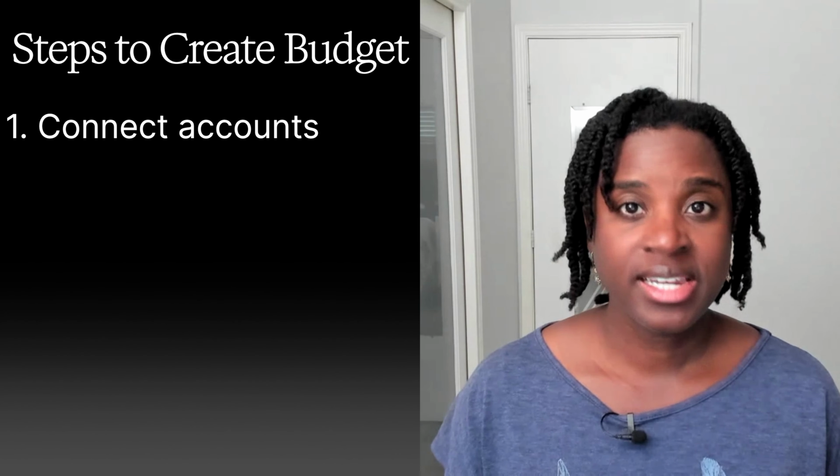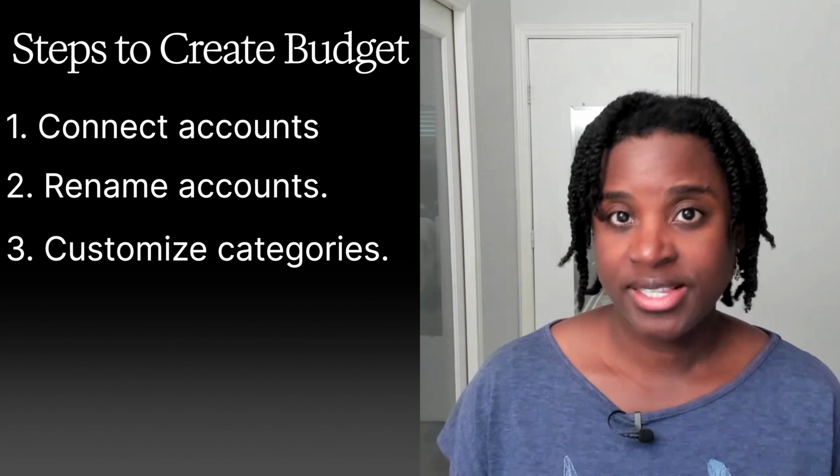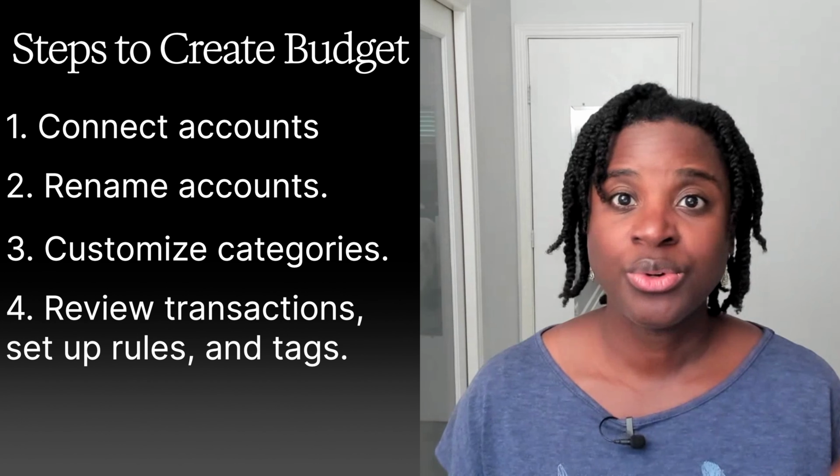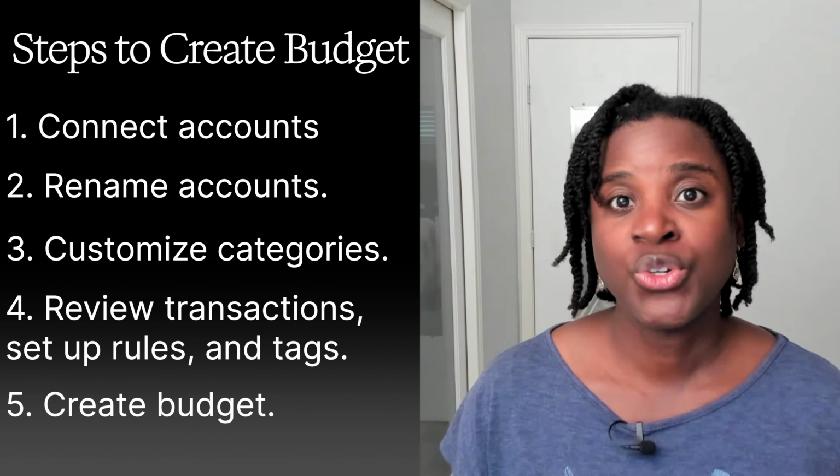Step 1 is to connect your accounts. Step 2 is to rename your accounts. Step 3 is to customize your categories. Step 4 is to review your transactions, set up rules and tags. And step 5 is to create your budget. All right, let's get into it.